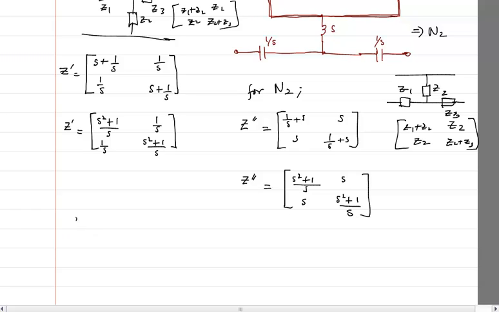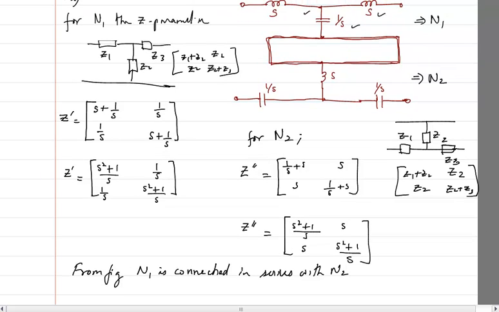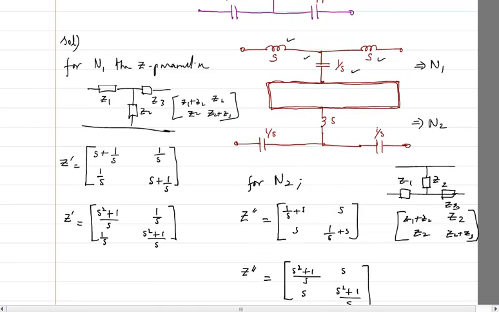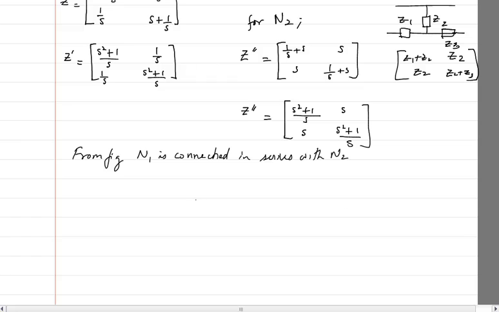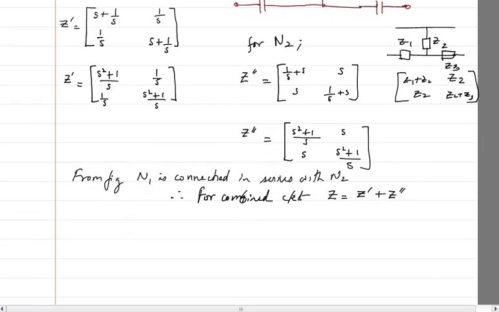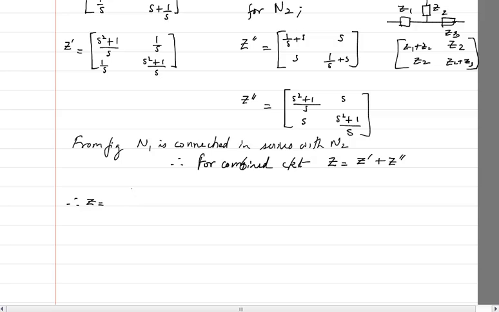And now I can say that from the figure, N1 is connected in series with N2. Therefore, for the combined network or circuit, the Z parameter is going to be Z dash plus Z double dash. Therefore Z is going to be equal to, now I have to add the individual elements.